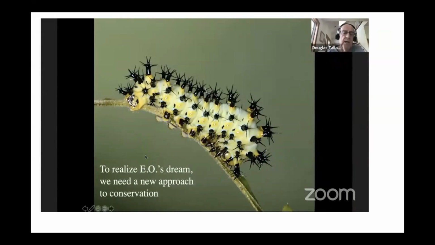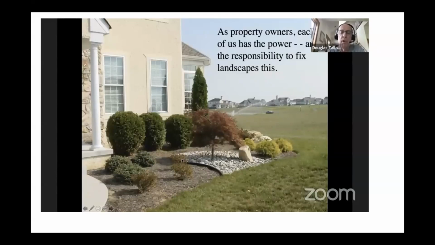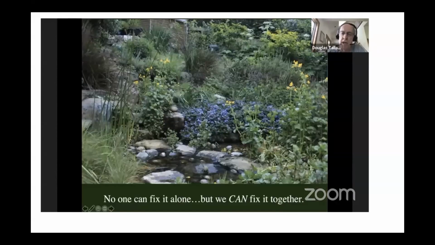Well, I think we can, but we need a new approach to conservation. The old approach was that we had this notion that humans and nature cannot coexist. We have to toss that notion, because coexisting with functioning nature, with functioning ecosystems, now is our only option. So that puts the ball squarely into our court. As property owners, as people who live in cities and can help manage nearby parks and preserves, we have the power, and we certainly have the responsibility to fix dead landscapes like this. None of us are going to be able to fix it alone, but we can fix it if we all work together. And that was my message last week.